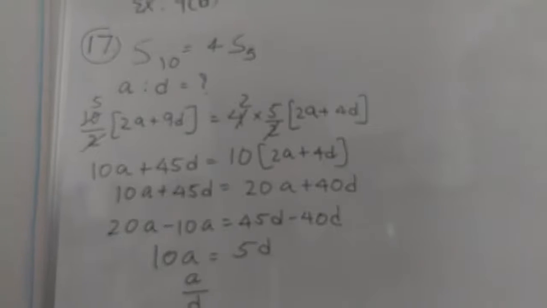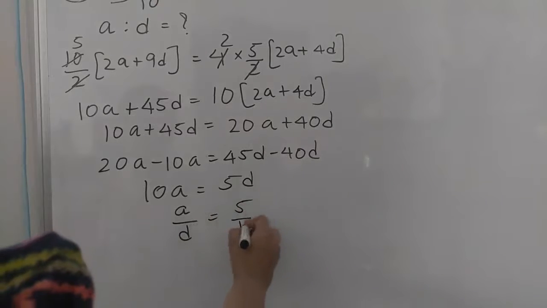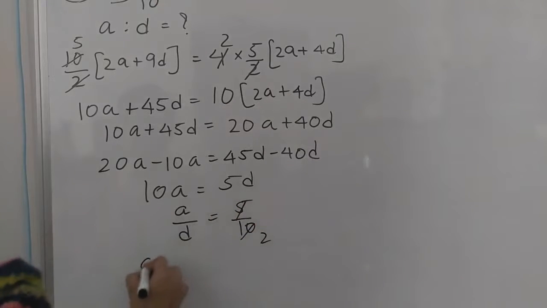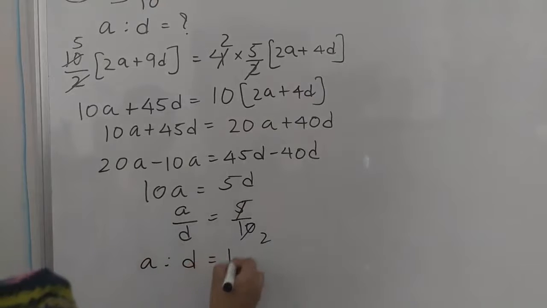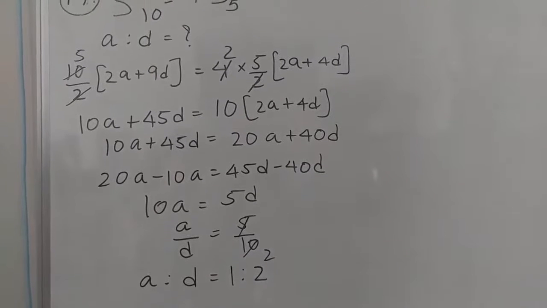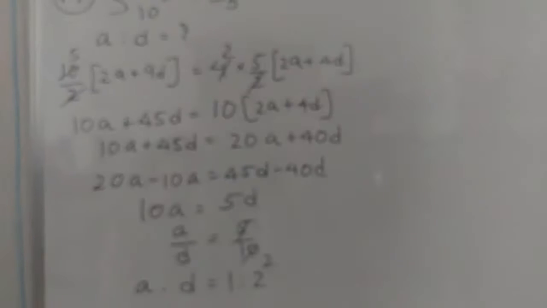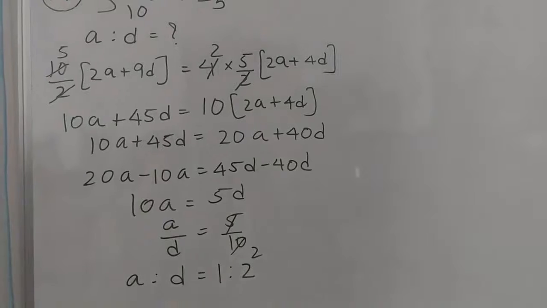So we can find the ratio as in cross multiplication. I can take A ratio D is equal to 5 by 10. By calculation we get A ratio D is equal to 1 ratio 2. So here we have completed the whole proof using our S10 and S5 formula. I hope everybody understands this question.